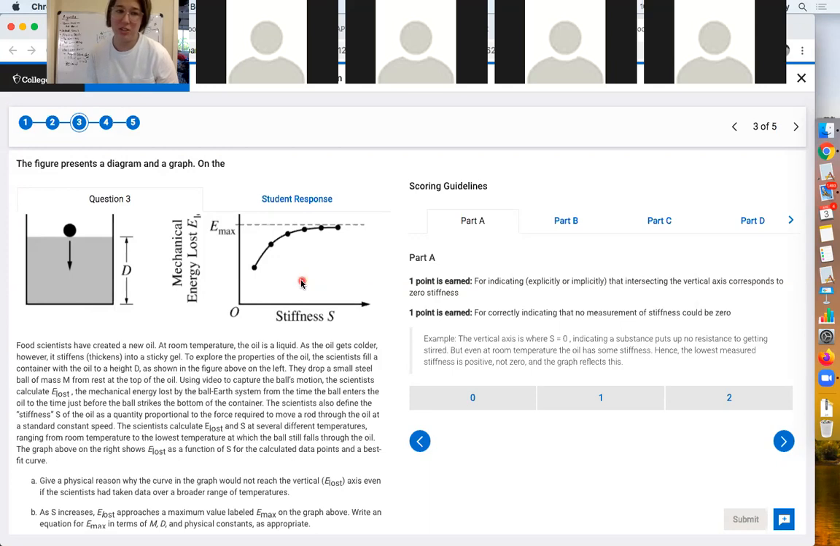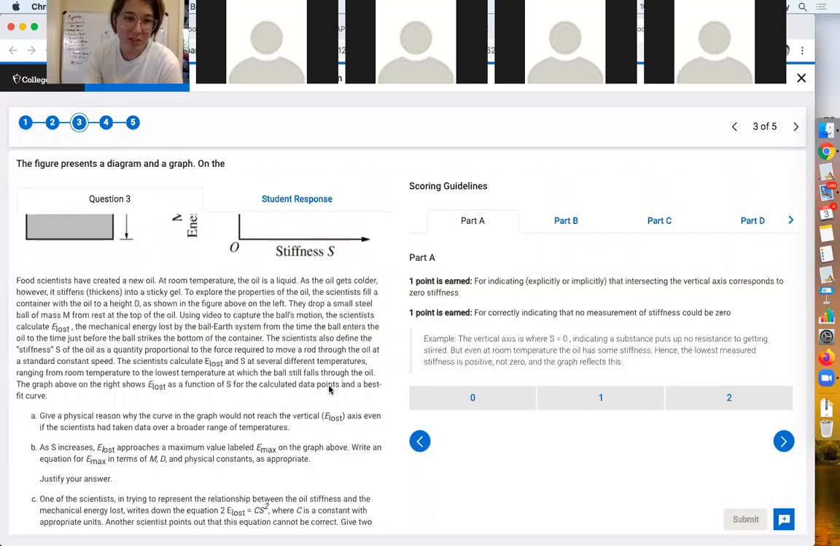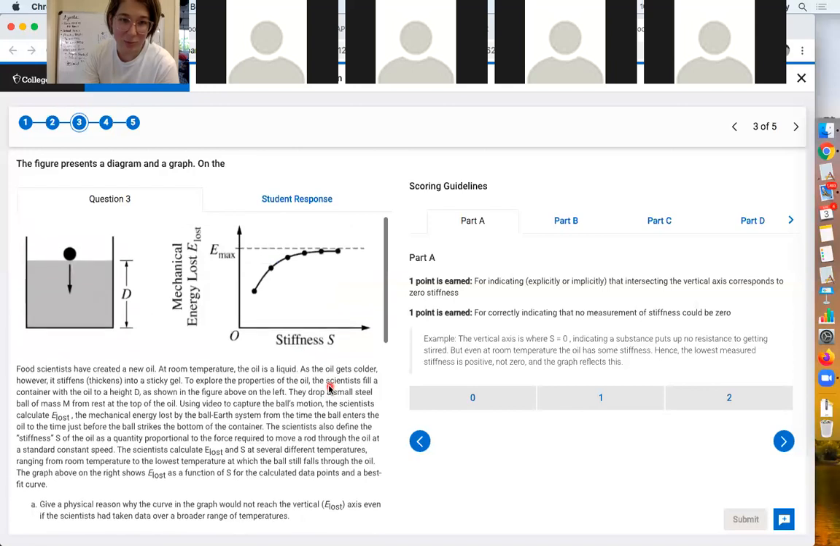What type of energy are we really talking about as it's moving? Kinetic. Yeah, so it has some potential because of that original distance, but really by the end, we're looking at how much kinetic energy it has lost. So basically, it's coming to a full and complete stop inside the oil. So part A is: give a physical reason why the curve cannot reach that E max.